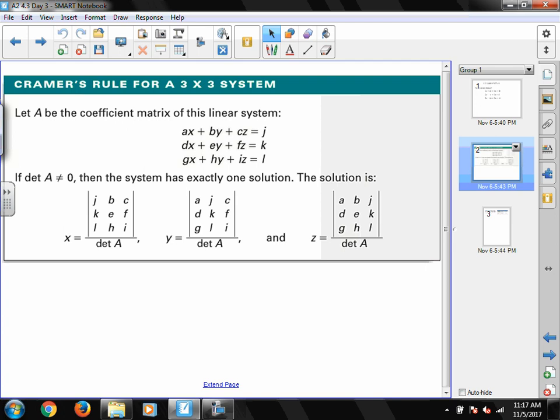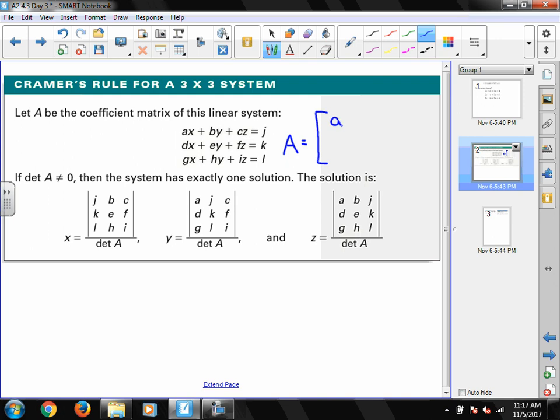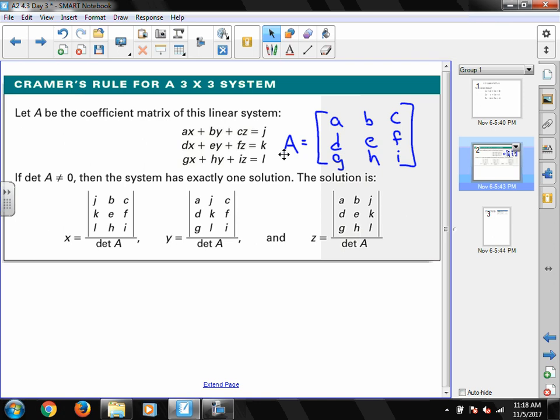So, for a 3x3, you're still going to have to set up your coefficient matrix. It's just going to be a little bigger. So, in this case, we're going to go A, B, and C across the top, D, E, F, G, H, and I. Okay, just like before, these are all your X values, these are all your Y values, and this column is your Z values.